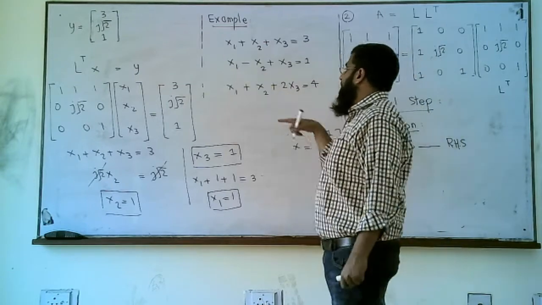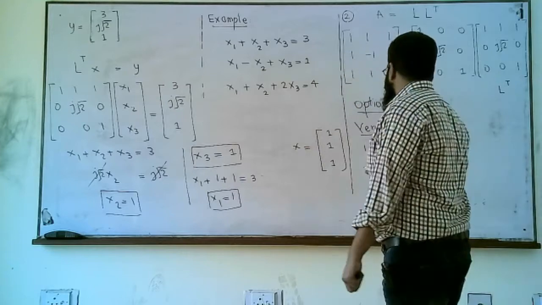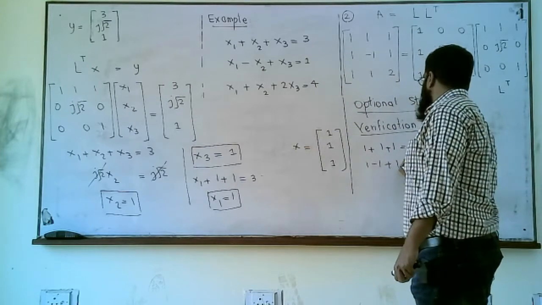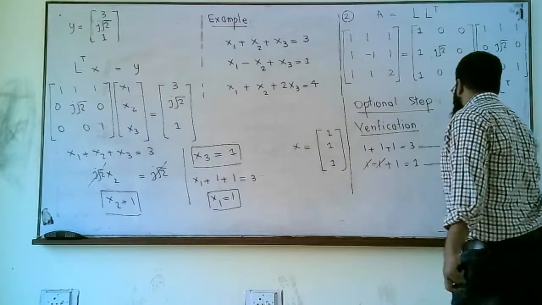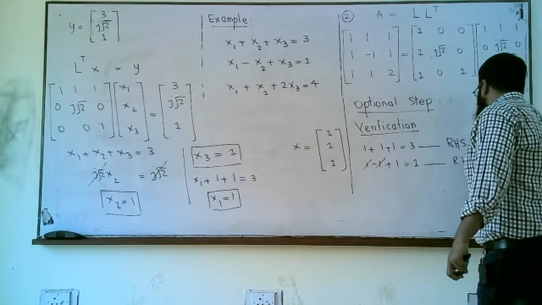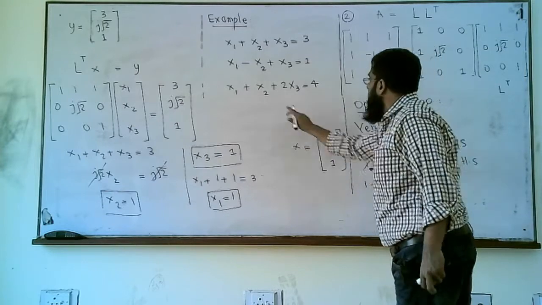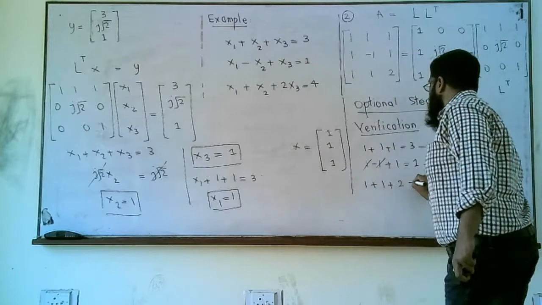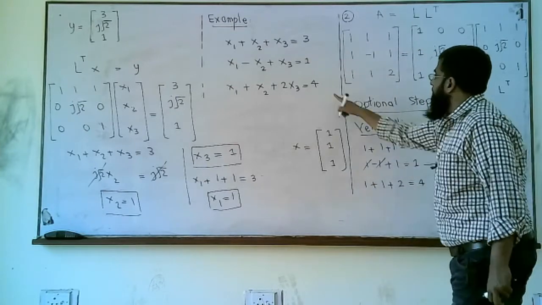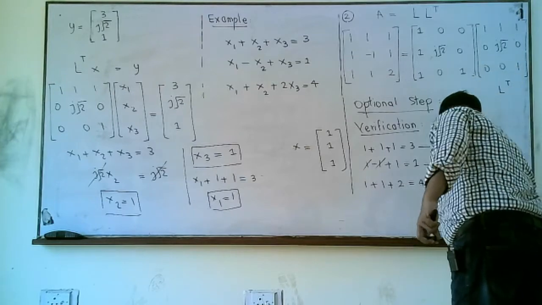Let's see whether this x vector satisfies the second equation. 1 minus 1 plus 1 is 1. That is equal to the right hand side of the second equation. And for the third, 1 plus 1 plus 2 times x3, which is 2, is 4, and it is equal to the right hand side. This means we have reached the correct answer.